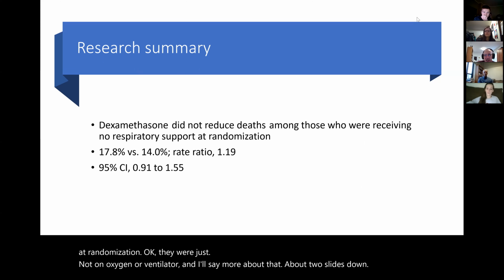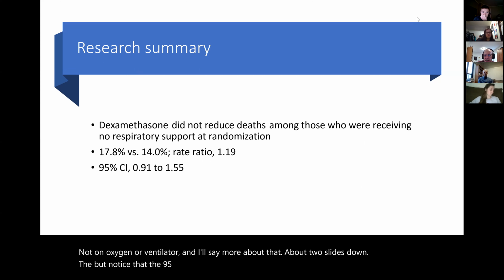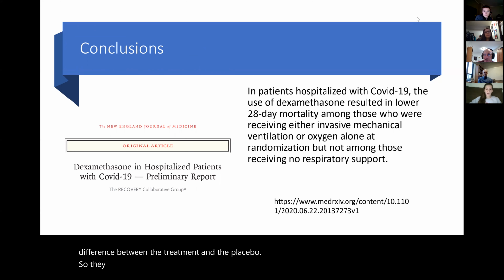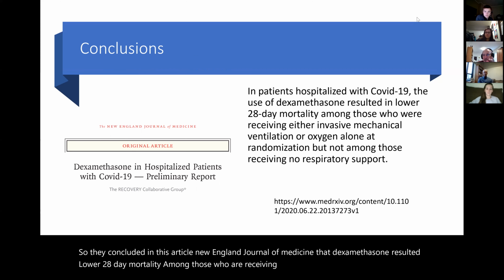But notice that the 95% confidence interval contains the number 1 inside it, and 1 is no difference between the treatment and the placebo. So they concluded in this article in the New England Journal of Medicine that dexamethasone resulted in lower 28-day mortality among those who are receiving either ventilation or oxygen, but not among the rest.